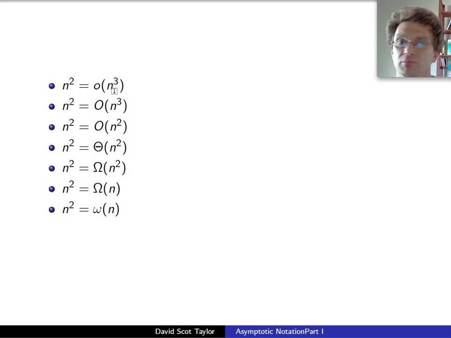N squared is little o of n cubed. N squared is big O of n cubed. N squared is big O of n squared, but not little o of n squared. N squared is theta of n squared. N squared is big omega of n squared, but not little omega of n squared. N squared is big omega of n. N squared is little omega of n. Anyway, we'll continue this in part 2, and thank you for listening.